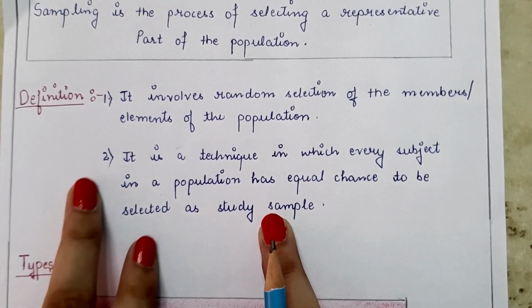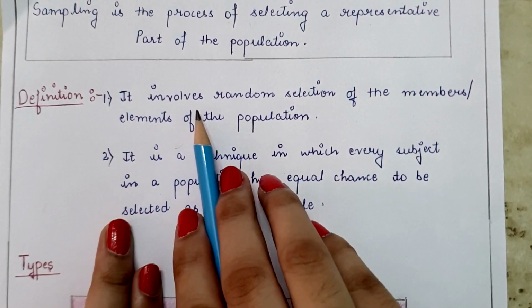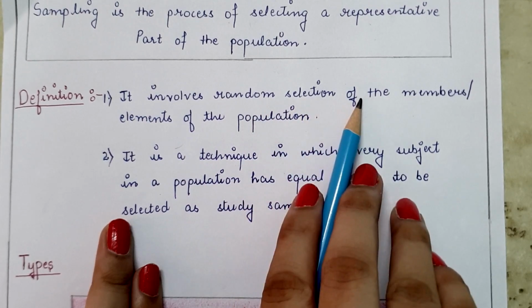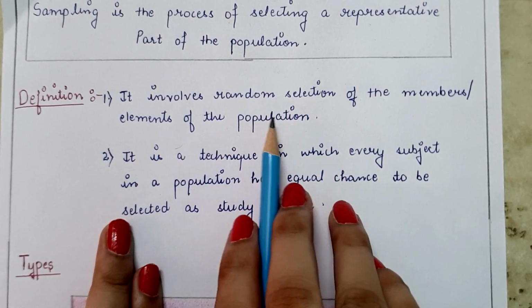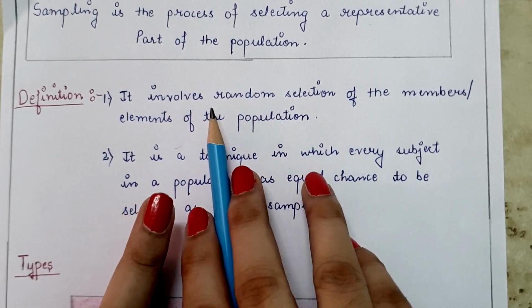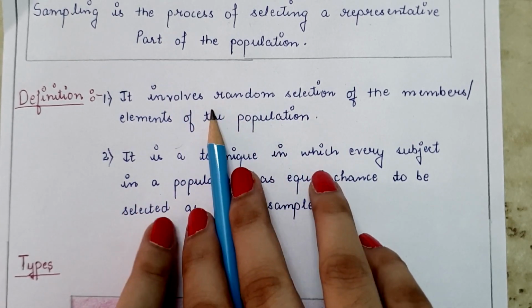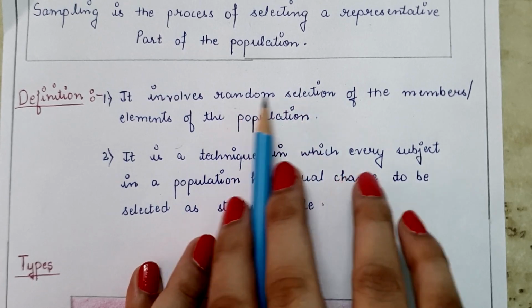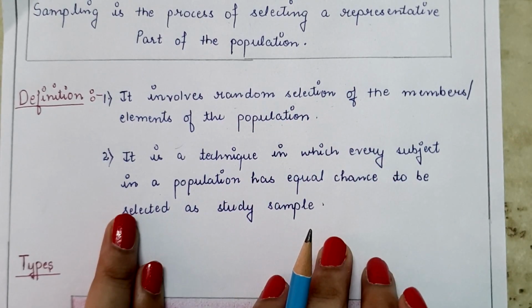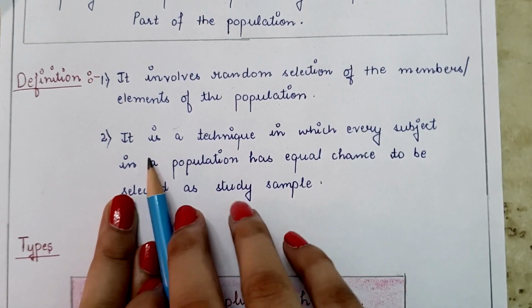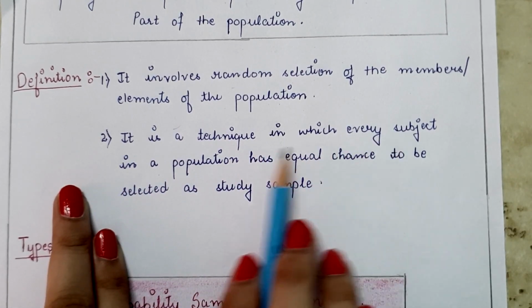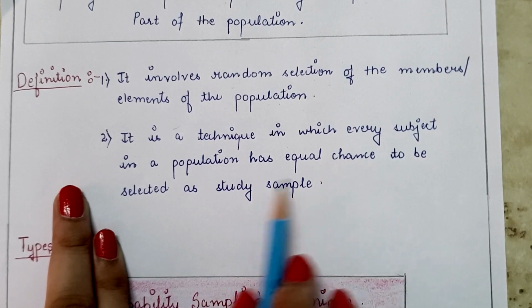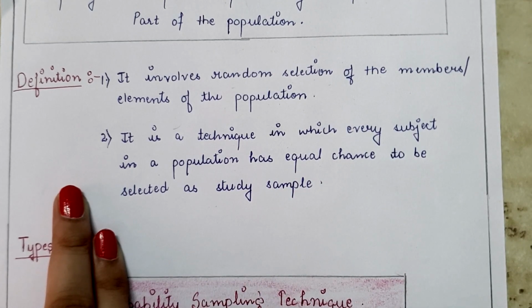First of all, its definition: it involves the random selection of the members or the elements of the population. Meaning in the probability sampling technique, indiscriminate, unbiased selection of the members should be done. So with the help of this technique, each and every subject in the population has an equal chance to be selected as a study sample.